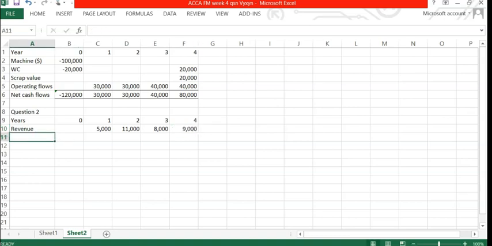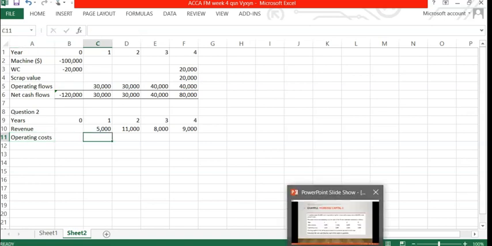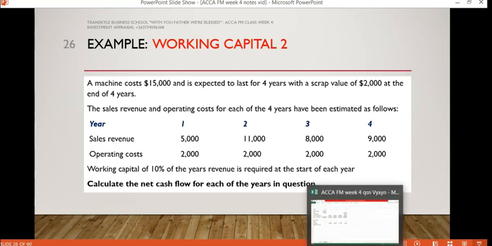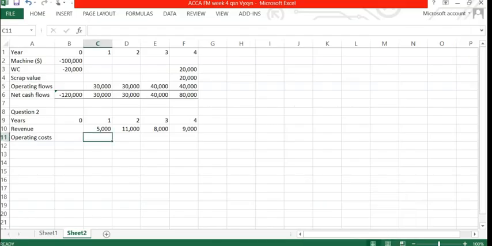Okay, and then we are told of the operating costs. The operating costs, ladies and gentlemen, are 2,000, 2,000, 2,000. So there are 2,000 throughout, and we are not told of any increase during the year. All right, but remember, these are negative cash flows, so there is need for us to put them in negative for their outflows.